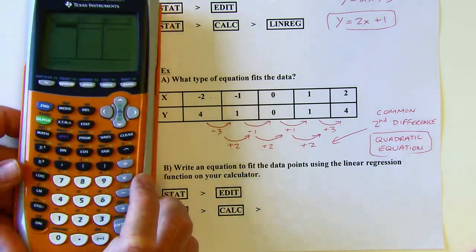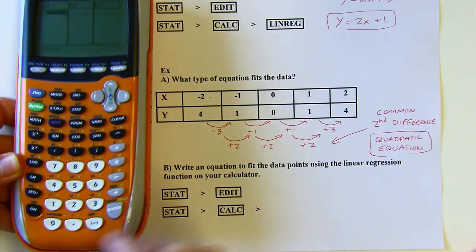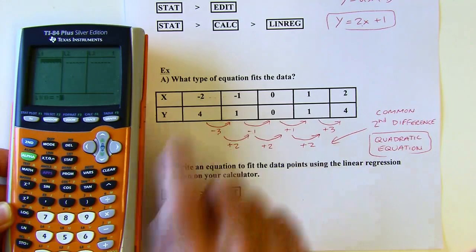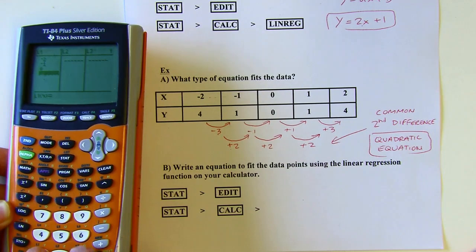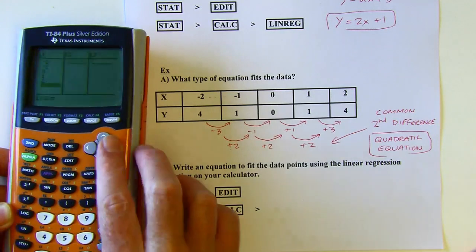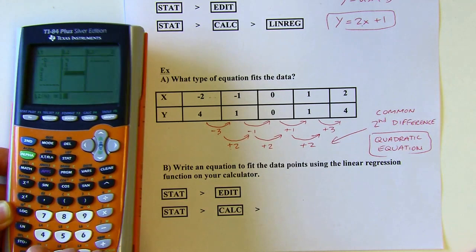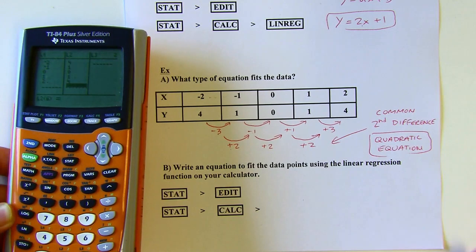And when you type the negatives in, make sure you use this negative, not that one, right? This one, okay? We're not subtracting anything. We're just telling our calculator this is -2, enter, then -1, 0, 1, 2. There's my x values. Okay? So, got those in there.